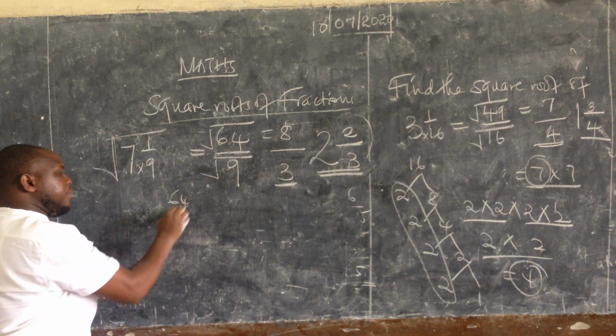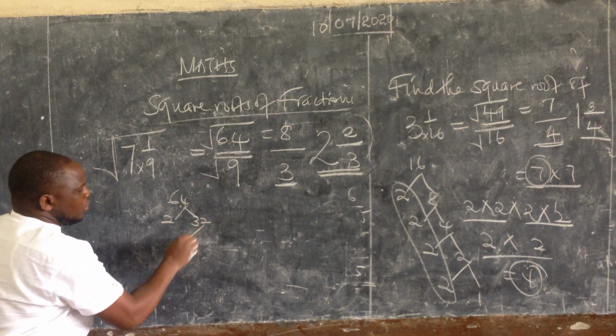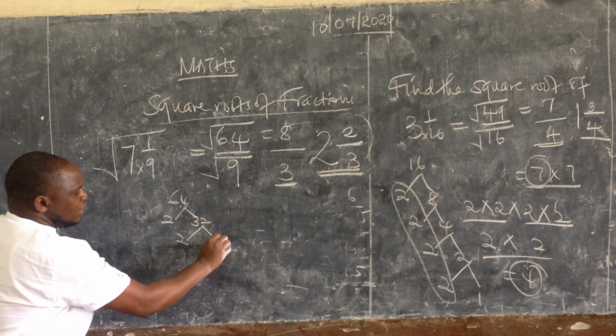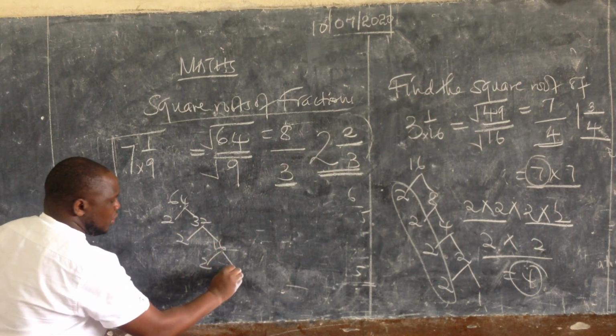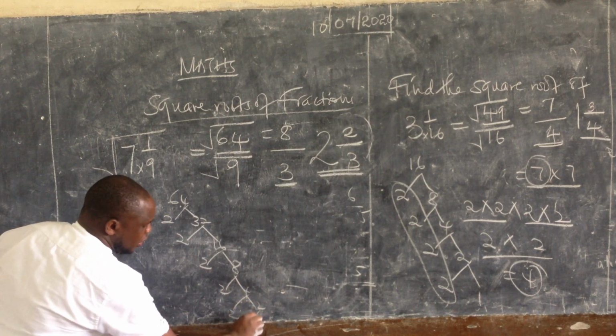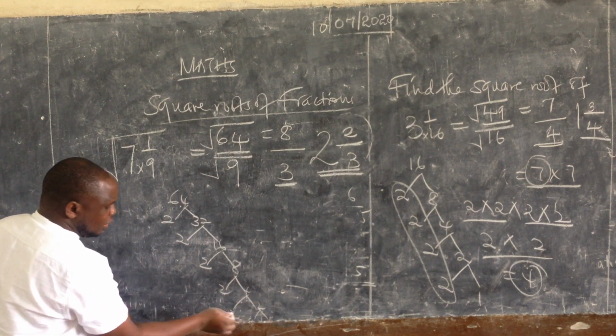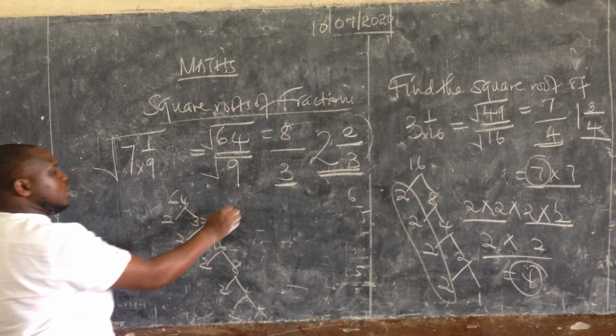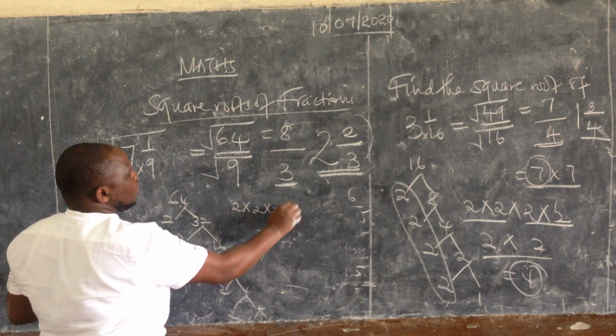So 64, prime factorization. 2, that's 2. Divide by 2, that's 32. 32 divided by 2 is 16. 16, divide by 2, 8. Divide by 2, 4. Divide by 2, 2. Divide by 2, 1. So 1, 2, 3, 4, 5, 6. So 2 times 6, 2 six times.